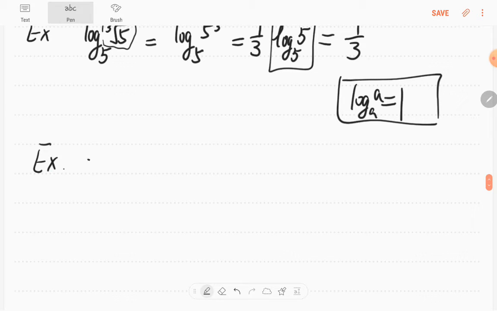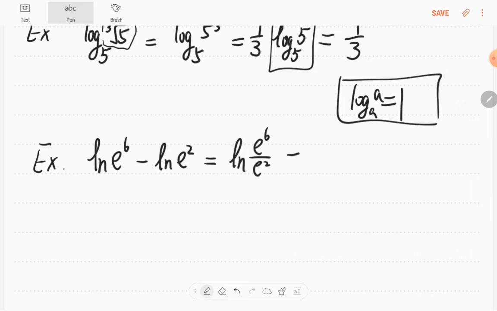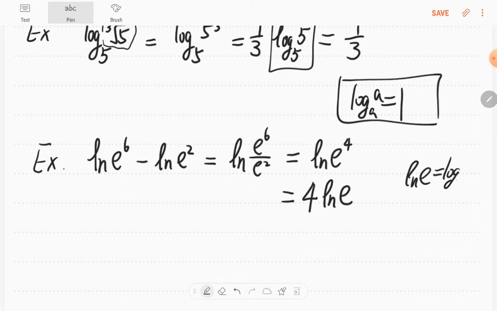So now let's calculate ln e to the 6 minus ln e squared. Okay, of course you can combine these two terms. You can say it's equal to ln of e to the 6 divided by e squared. So this one is ln of e to the 4th, right? e to the 4th, it would be 4 times ln e, right? ln means the log with base e of e, so this is 1. So this is equal to 1, so this is 4.